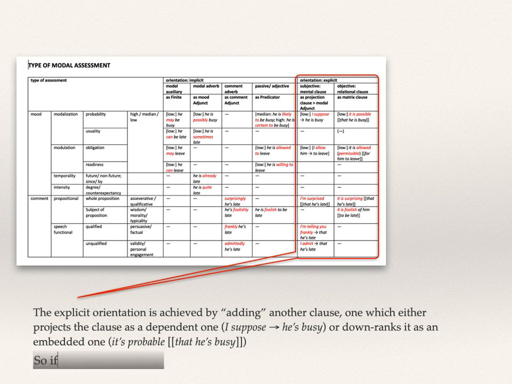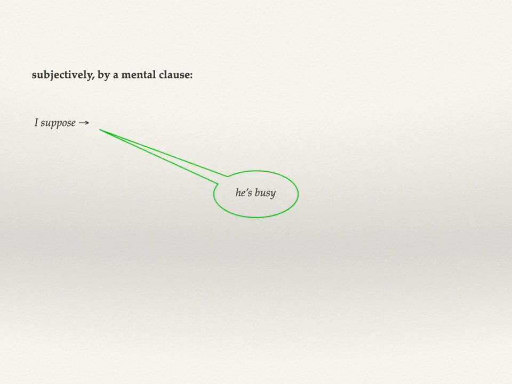So, if the proposition is he's busy, it can be assessed explicitly in either of two ways. Subjectively, by mental clause, I suppose he's busy. So I suppose sets up he's busy as an idea that is created through cognition, but at the same time it's assessed as median probability.